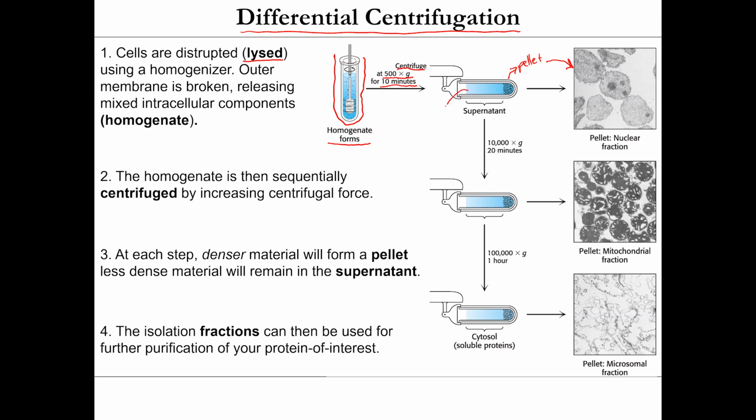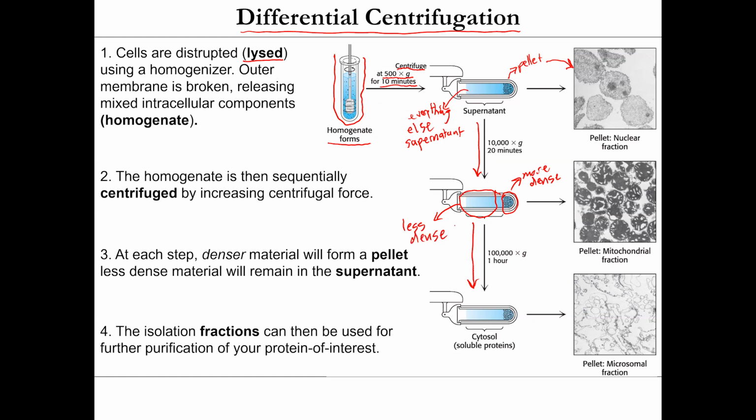We would keep that in the tube, and then we would take out the remaining liquid on top, and that would be called the supernatant. The supernatant is going to contain everything in the cell except for the nuclear fraction. You can keep doing additional rounds of centrifugation, and at each step, denser material will form a pellet, and less dense material will remain in the supernatant. These isolated fractions, which is what they're called, can be used for further purification of your protein of interest. So let's say your protein's located in the nucleus.